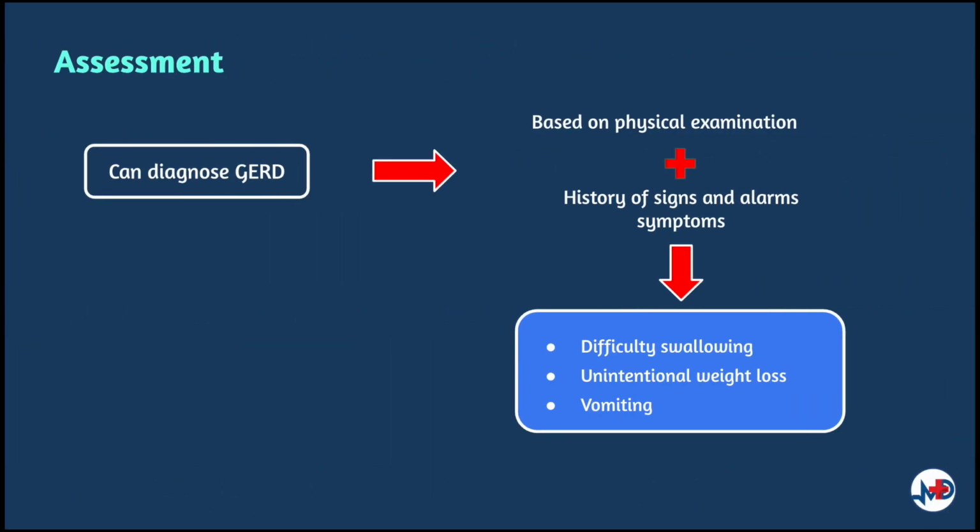The physician might be able to diagnose gastroesophageal reflux disease based on physical examination and history of the signs and symptoms mentioned. Alarming symptoms include difficulty swallowing, unintentional weight loss, and especially vomiting blood, and these indicate the need for an endoscopy. The most accurate diagnostic test used for the diagnosis of gastroesophageal reflux disease is an ambulatory acid monitor, which is useful, and it does not cause any esophageal damage.